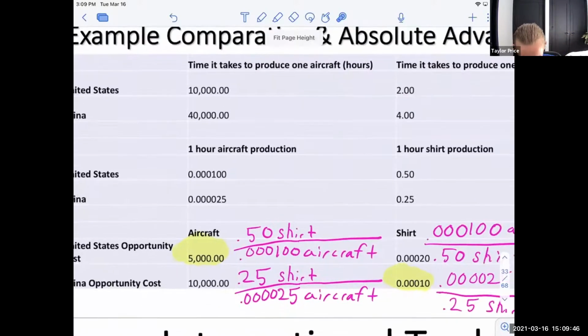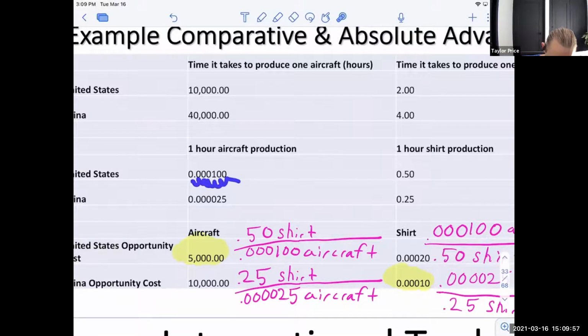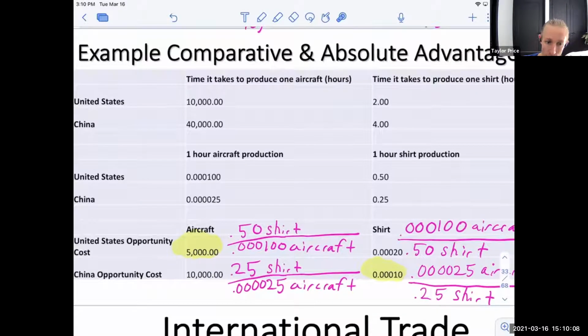Now we just take our normal process. For aircraft, we take the 0.5 shirts and divide that by the 0.000100 of aircraft. That gives us the opportunity cost for the United States in aircraft. We do that for each good until we get the opportunity cost. We can see here that the United States, when compared to China, has a lower opportunity cost of producing aircraft.